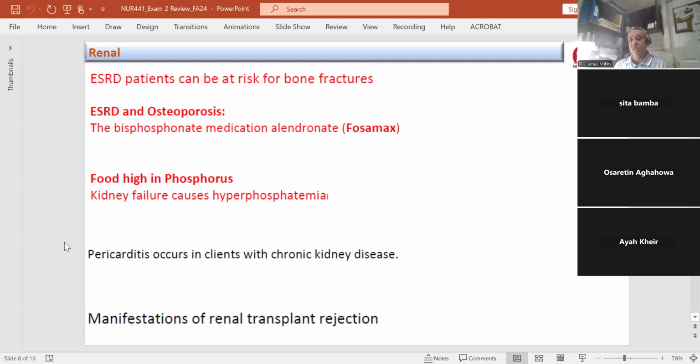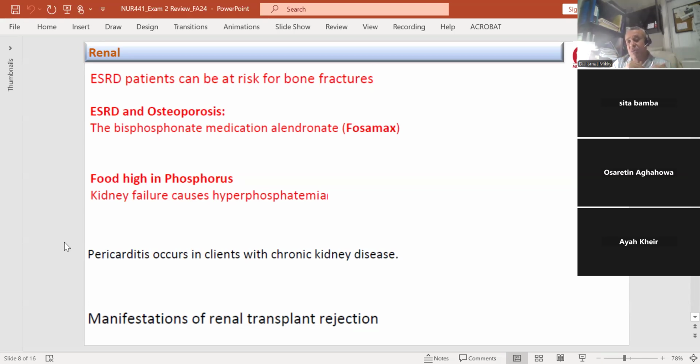Osteoporosis tends to be one of the other complications. There is a significant link with calcium, because patients with ESRD tend to have hypocalcemia. With this hypocalcemia, they eventually have an increased PTH hormone, which is hyperparathyroidism. So ESRD and osteoporosis are linked because of that hypocalcemia problem.